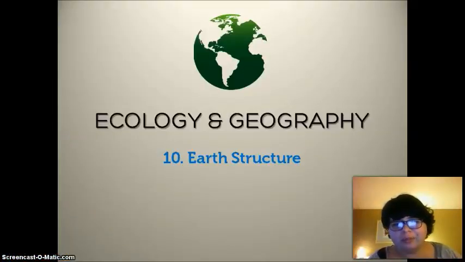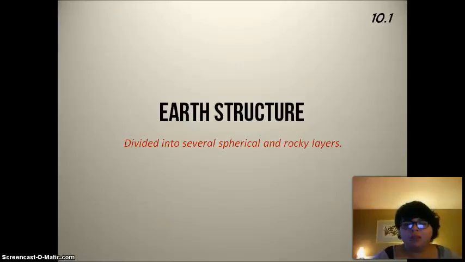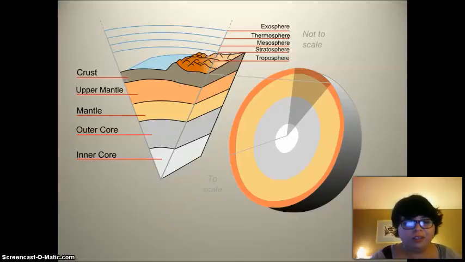So, good morning, campers. Today we're gonna see the Earth structure from ecology and geography. For instance, the Earth structure is divided into several spherical and rocky layers, which means that it's overlapped between solid and liquid layers, which we're gonna see here.